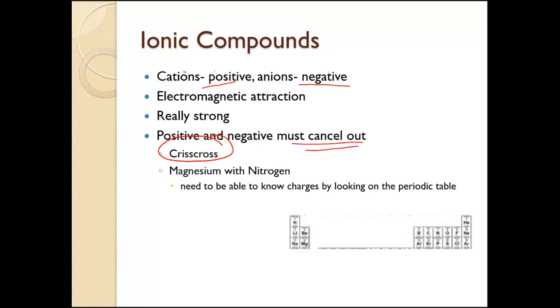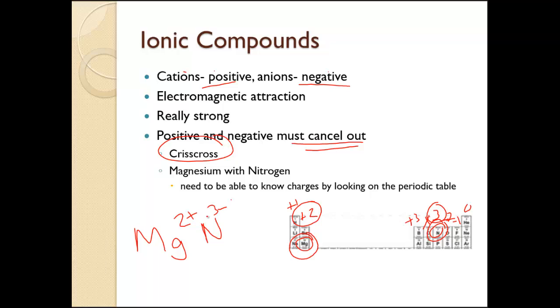For instance, magnesium is here, while nitrogen is here. You need to be able to know what the charge is by looking at the periodic table. So plus 1, plus 2. Magnesium is a plus 2 because it's in the second row. And then this is plus 3. Then the carbon group actually changes, and then it starts becoming negative. So negative 3, negative 2, negative 1, and 0. Nitrogen is then negative 3.